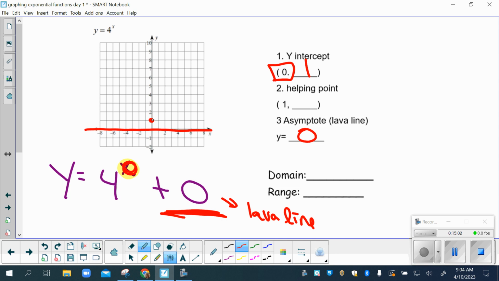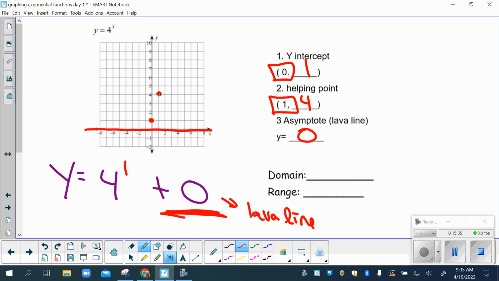Now I need one more point to know how sharp my J is. Is he standing up nice and tall? Or is he kind of laying over because he's lazy? And the way I get that is by plugging in an additional point. I'm going to pick a really easy number, and that super easy number is 1. So I'm going to say 4 to the first power. And what is 4 to the first power? 4. And we're going to add 0. So it's 4. So 1 comma 4. Boom. Guess what? I'm good to go. I know the shape.